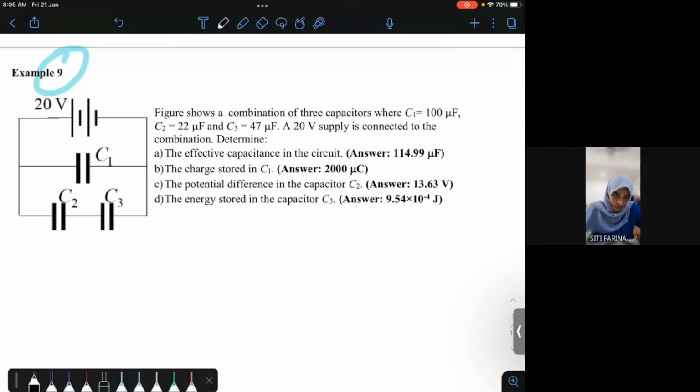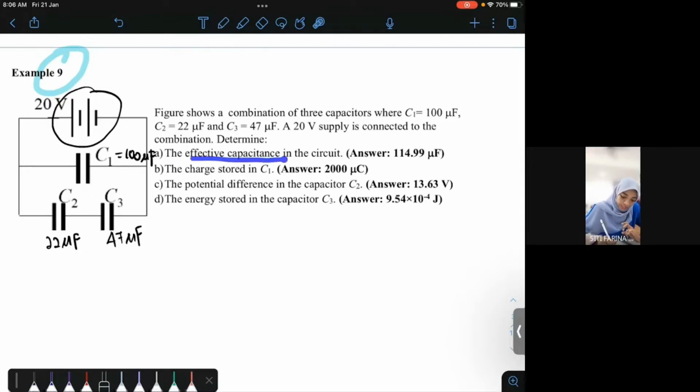Okay, so what we have here in example 9 is the figure shows a combination of 3 capacitor C1, 100 microfarad, C2, 22 microfarad, and then C3 is 47 microfarad. A 20 volt power supply is connected to the combination. Determine the effective capacitance of the circuit. So kita nak cari effective capacitance dulu.